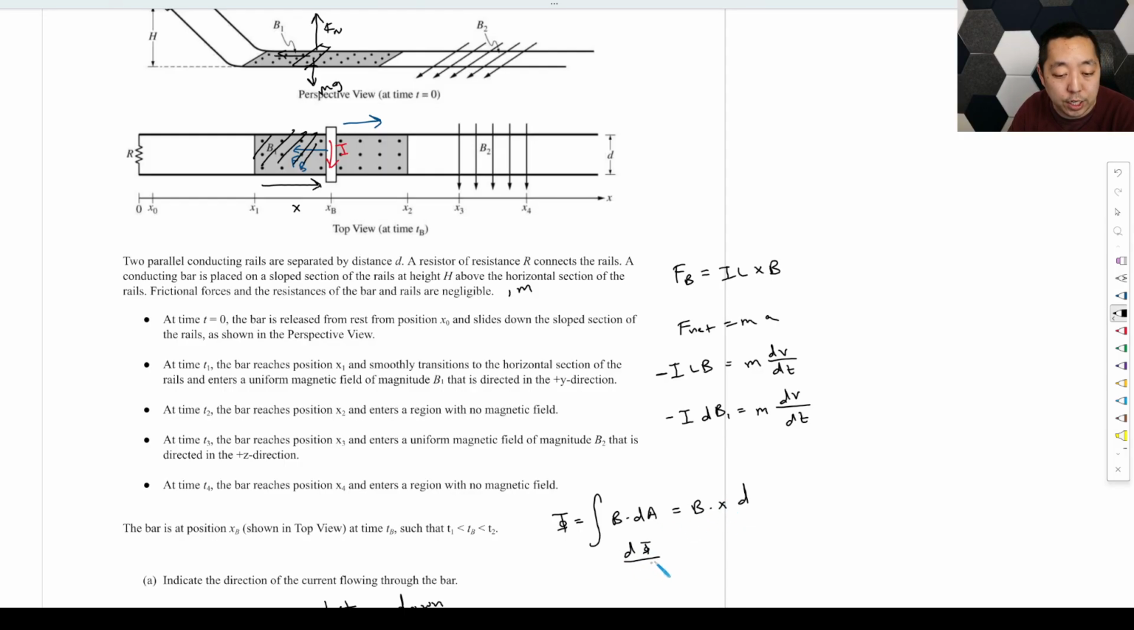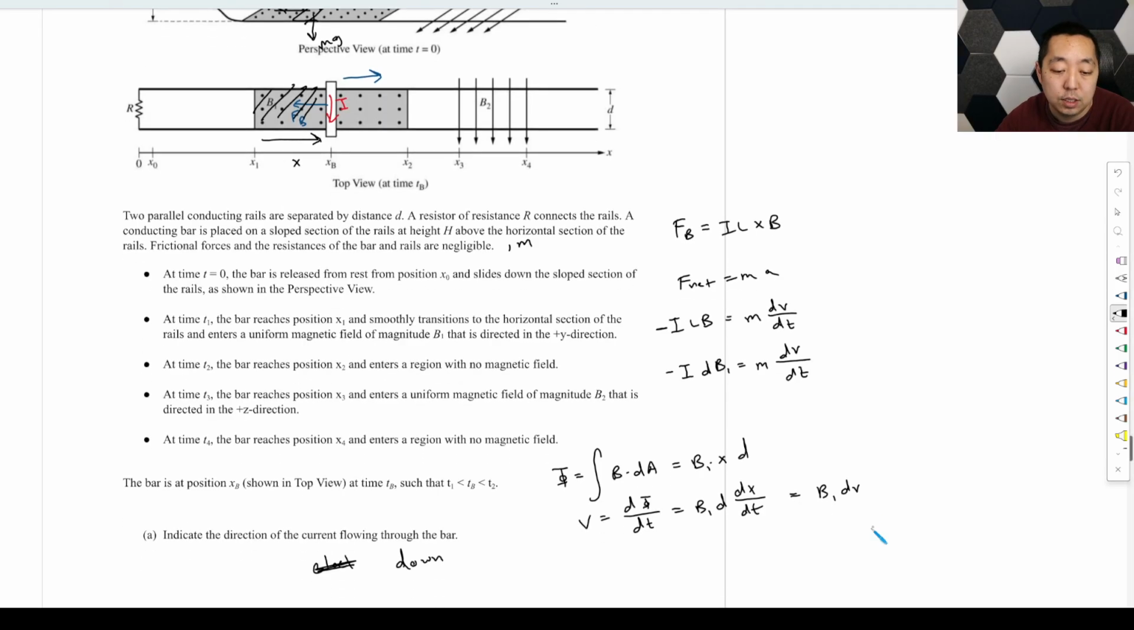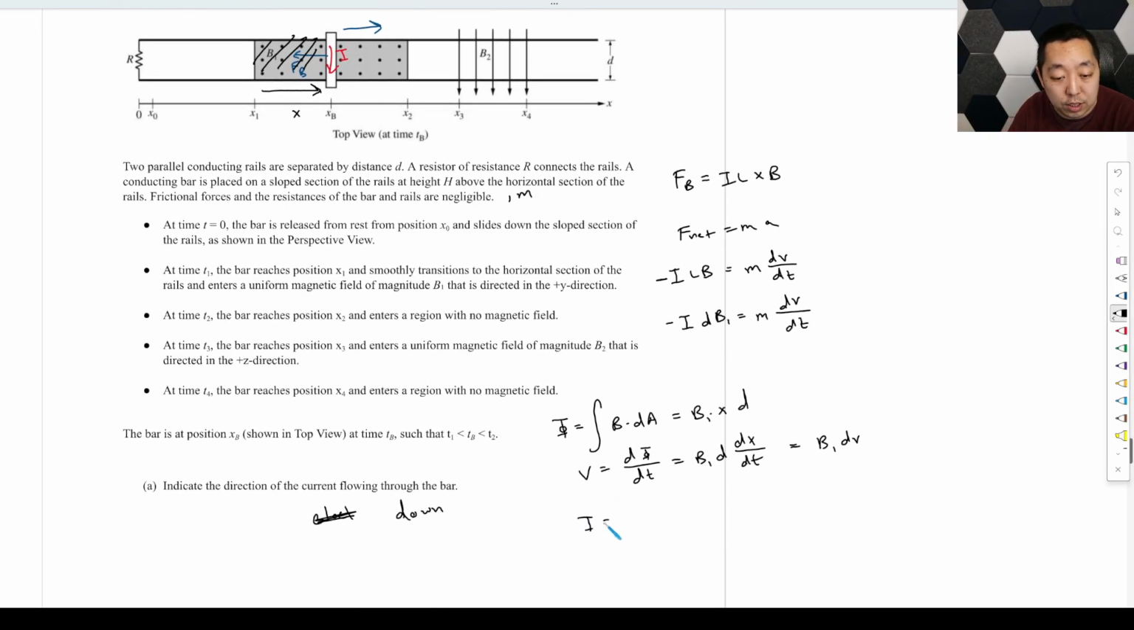So the voltage is going to be the rate of change of this flux. Well, the B1 and the d are not changing, but the x is changing, and the rate at which this x position changes is the velocity. So it's B1 d V. That's the voltage. So the current, being V over the resistance, is going to be B1 d V over R. Be careful, I'm going to put the V in front. It's not dV, it just happens to be the letter D and the letter V. So B V D. And then we're going to plug that into here.